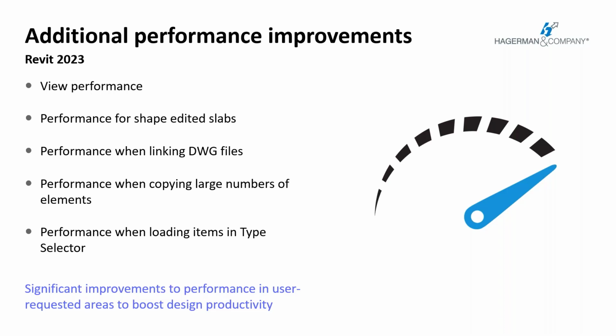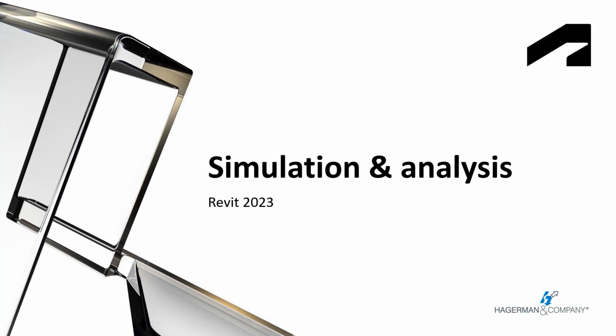And another one, when the type selector contains many items, that would have negative impacts on performance, and they've significantly improved that as well. So a lot of performance improvements went into this release. Okay, so that wraps up our design and productivity section. Now let's take a look at some simulation and analysis.